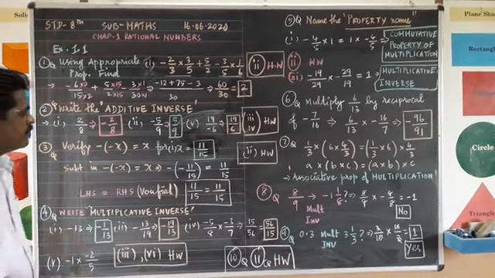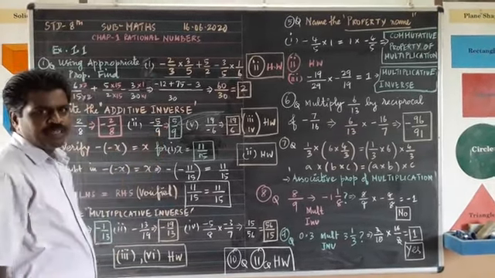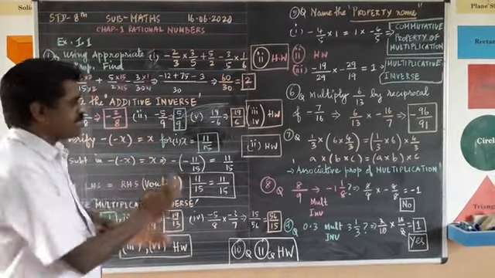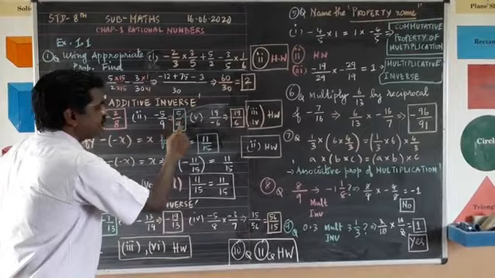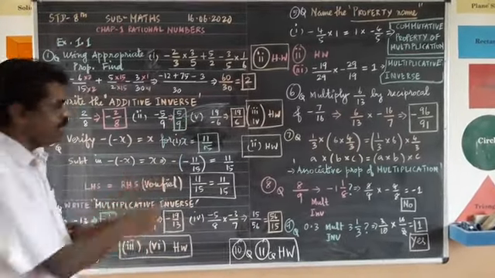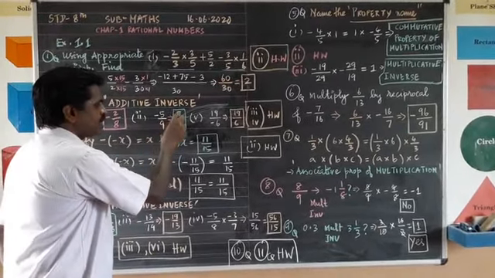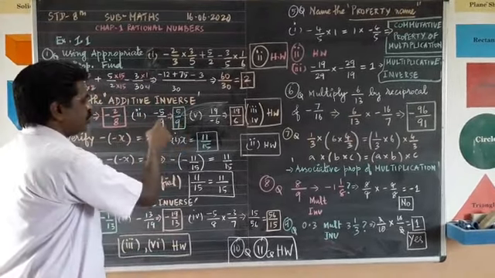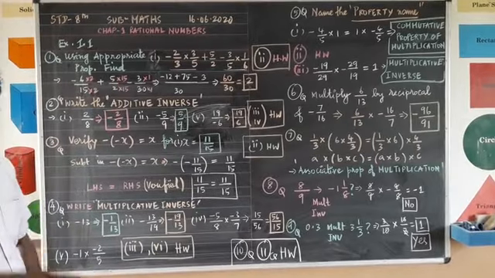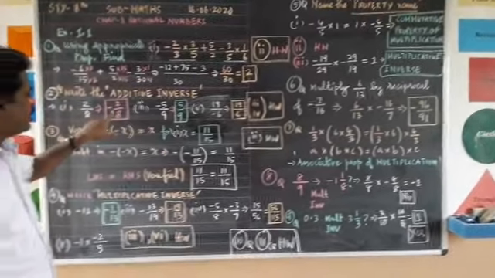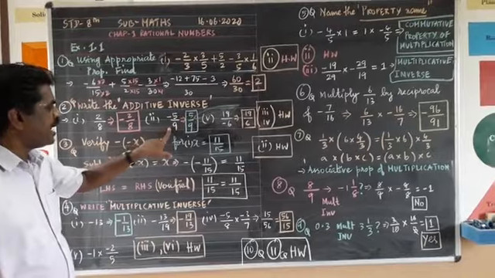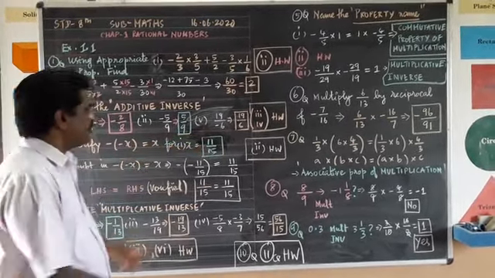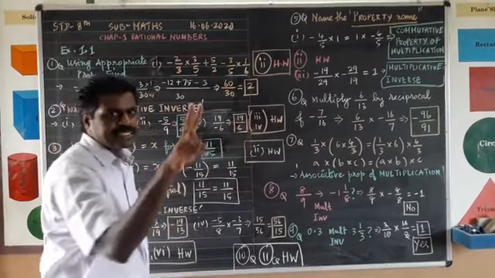Simple. Second problem: minus 5 upon 9. Is it a rational number? What is its additive inverse? The opposite sign of this one: plus 5 upon 9. What is the meaning? Minus 5 upon 9 plus 5 upon 9, if you add it, both should be equal to 0. Yesterday I told you, if it is positive, the additive inverse will be negative. If it is negative, the additive inverse will be positive. Okay? Third and fourth you have to do as homework.